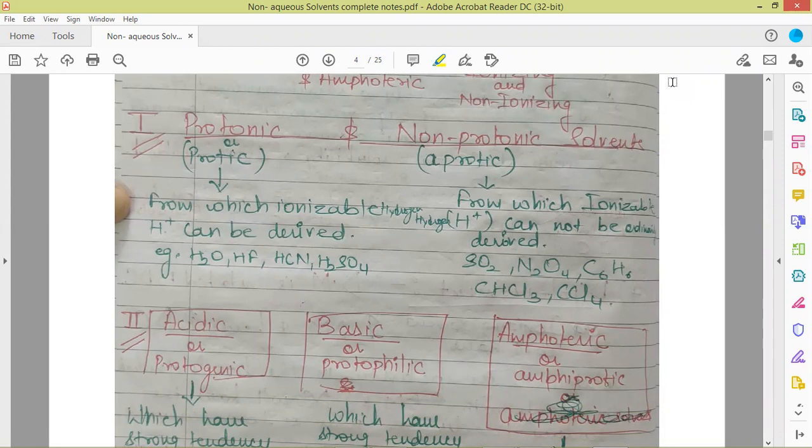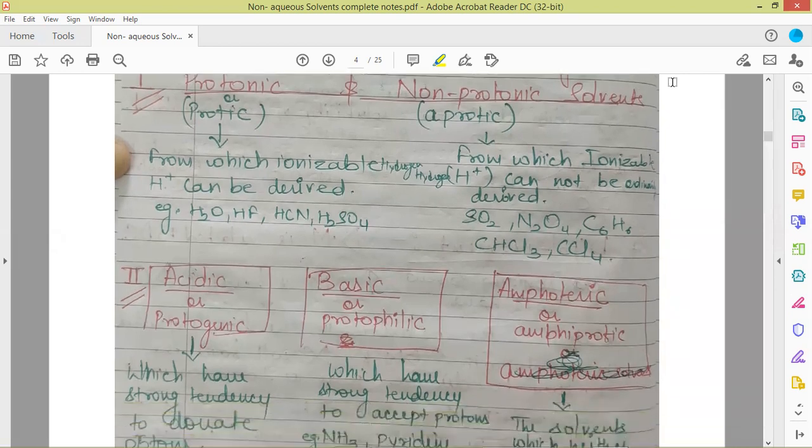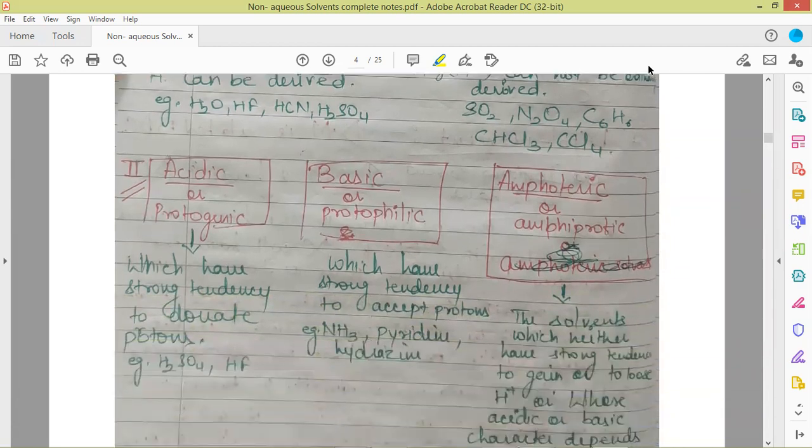As we all know, according to the Bronsted-Lowry definition, bases are those which capture a proton. So that is why the name protophilic is given. And amphoteric are also called amphiprotic, which can both generate and capture a proton. So acidic, protogenic solvents are those which have a strong tendency to donate a proton. Basic or protophilic are those which have a strong tendency to accept protons.